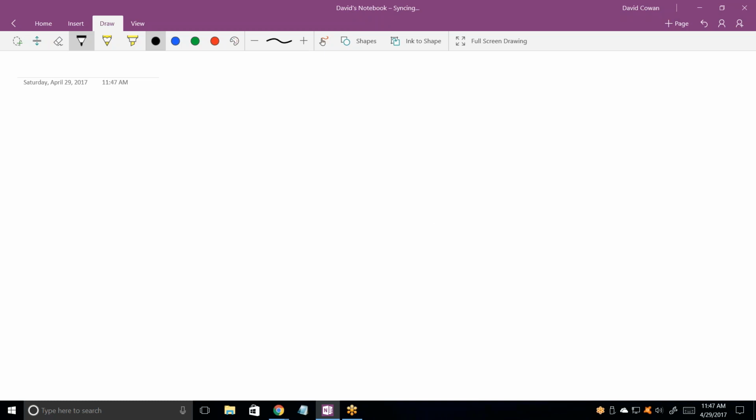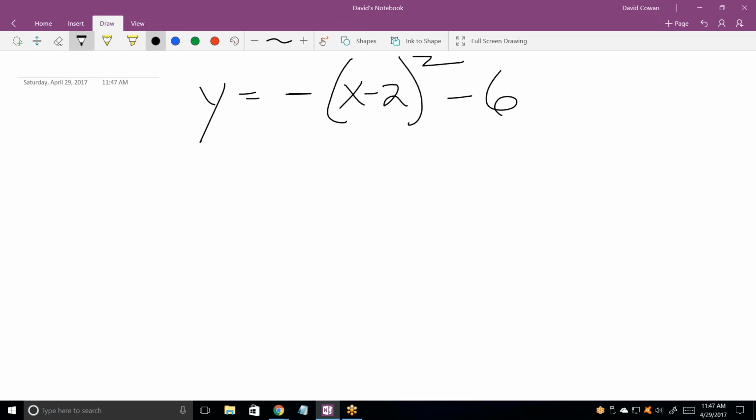So next is graphing a parabola. Okay. So the equation is y equals negative quantity x minus 2 raised to the second minus 6. Okay. We're supposed to graph this? Yeah, we have to graph that.